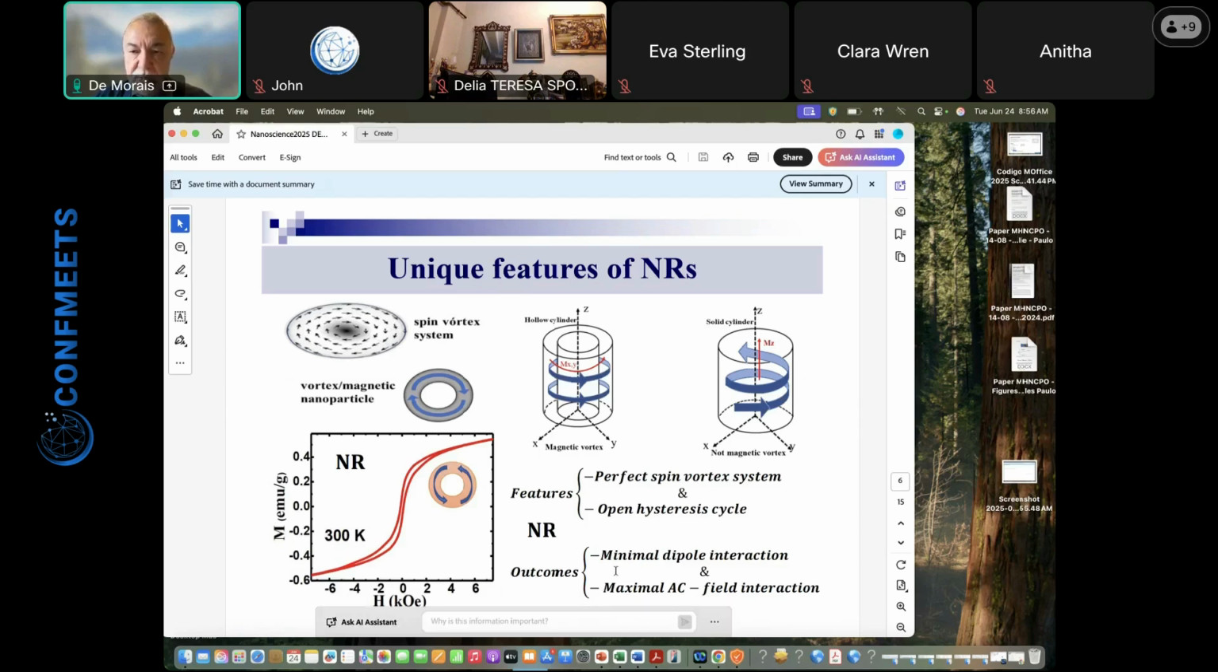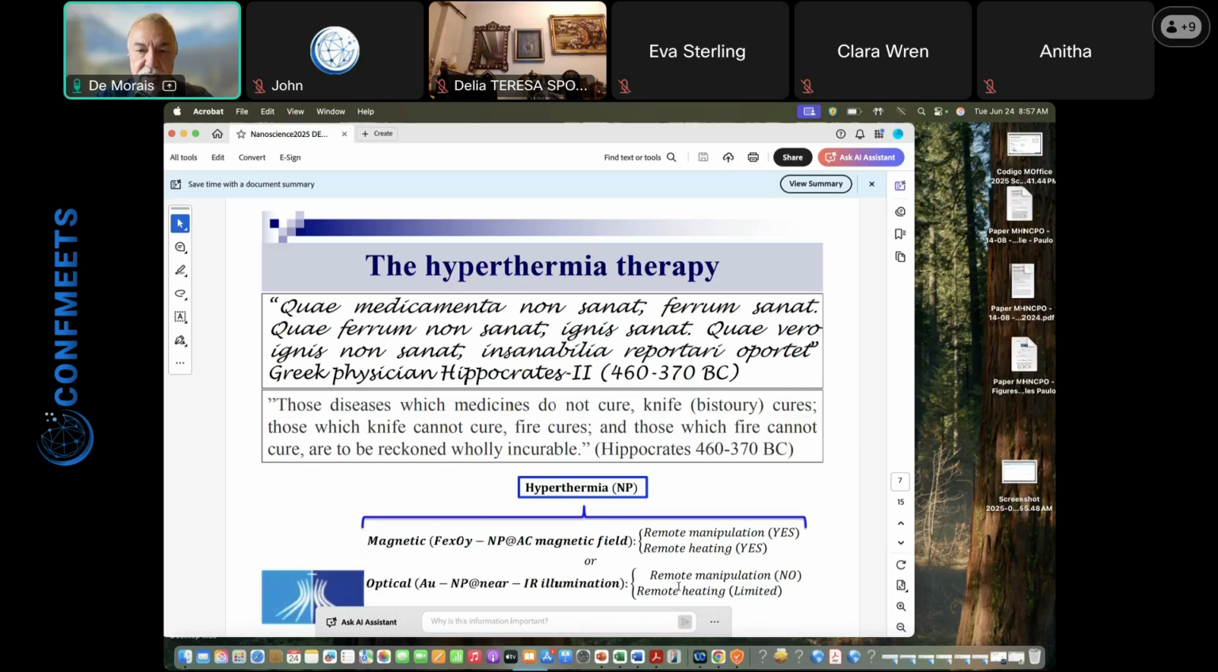The second interesting point is that the nanorings maximize the AC field interaction. And this is a very important point for magnetic hyperthermia. So let's turn to the hyperthermia therapy. The first aspect of hyperthermia therapy is that it is not actually a novelty. It's a very old treatment, actually.